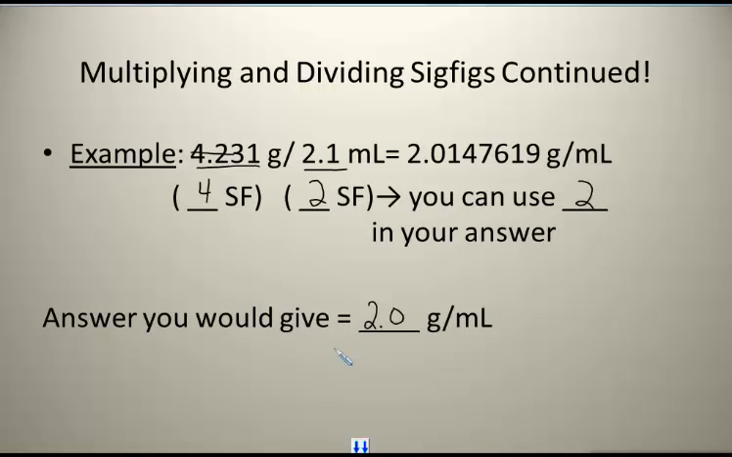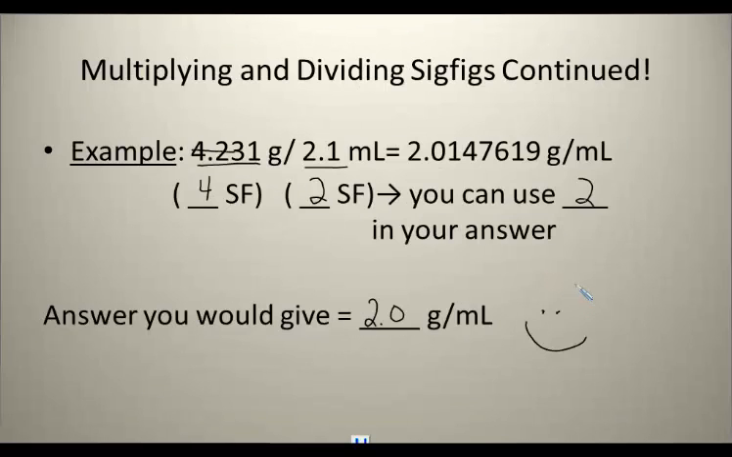So with adding and subtracting, it's the number past the decimal. Multiplying and dividing, it is the total number of sig figs. So you're always going the least past the decimals, adding and subtracting, and the least total when you're multiplying and dividing. That's all I have about significant figures for now.